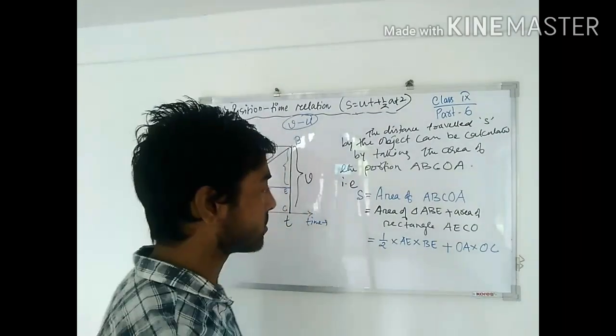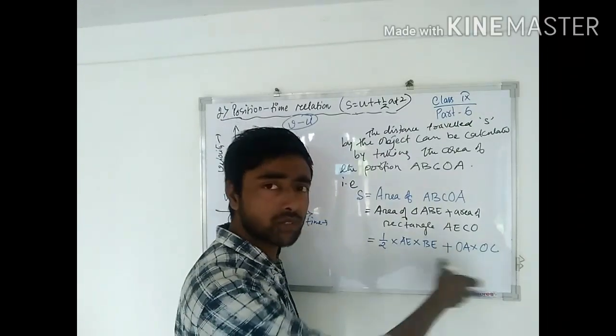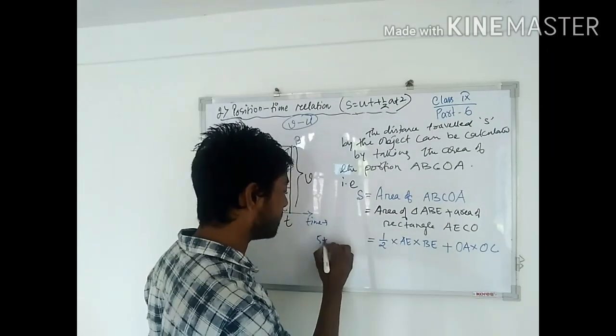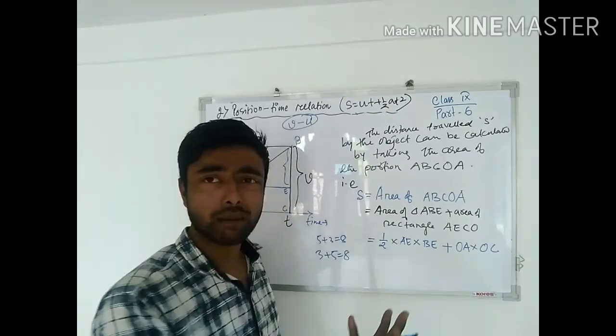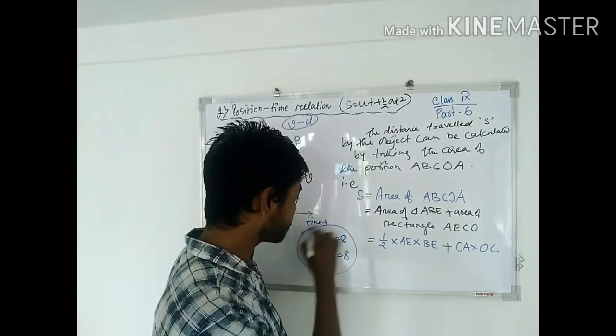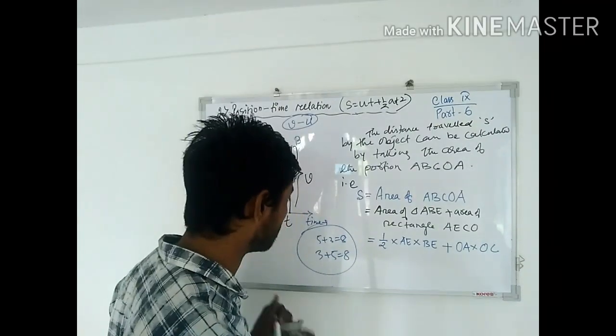The distance traveled. Now you see, can I write this first? Yes, I can. I can write this first, no problem. 5 plus 3 is equal to 8. 3 plus 5 is how much? 8. It's okay. Summation is associative. Okay, you can write it in any order. It's okay, no problem.